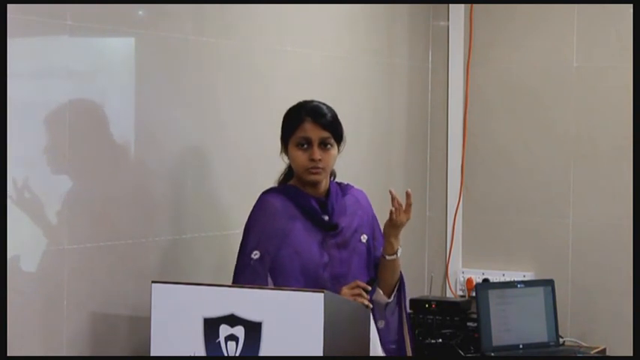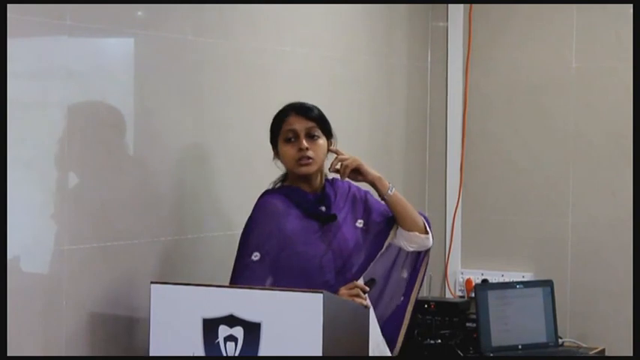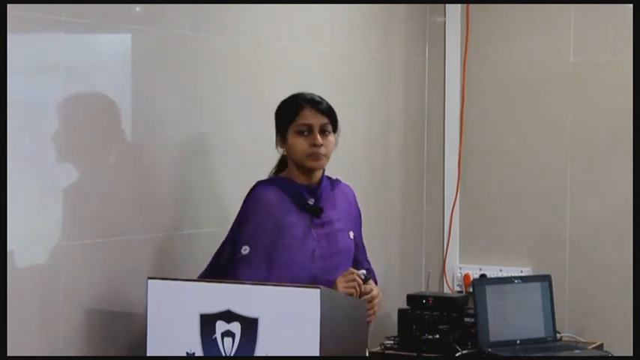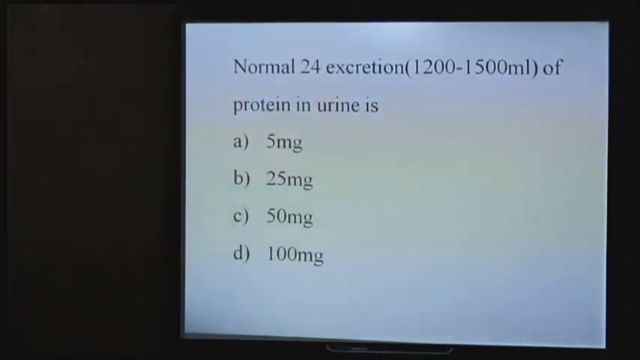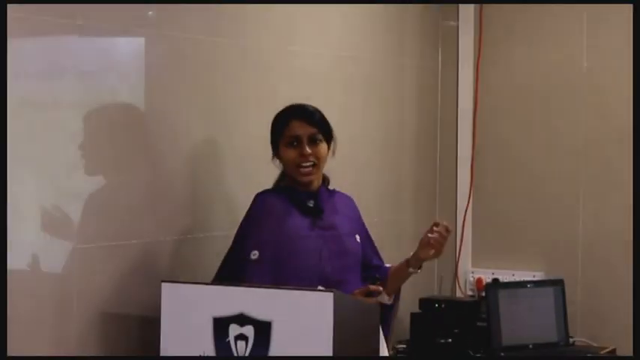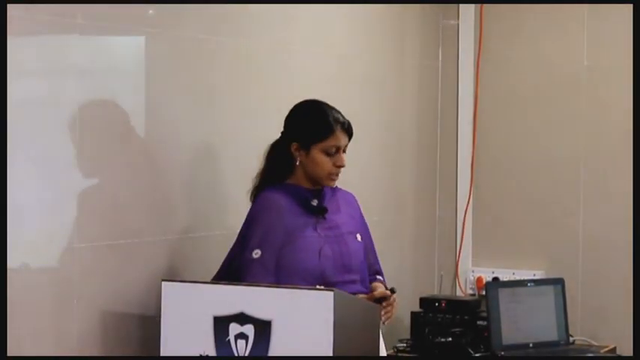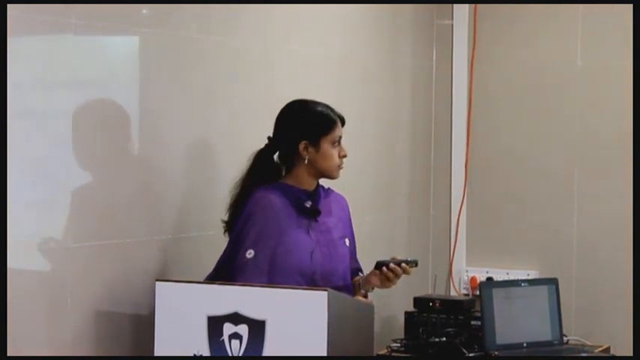What are the types of proteins you know? Normal proteins. Bence Jones protein is a pathological protein expressed during multiple myeloma. Alright? So normal protein excretion in a 24-hour urine sample is 50 milligrams; beyond it, it's called proteinuria or albuminuria.